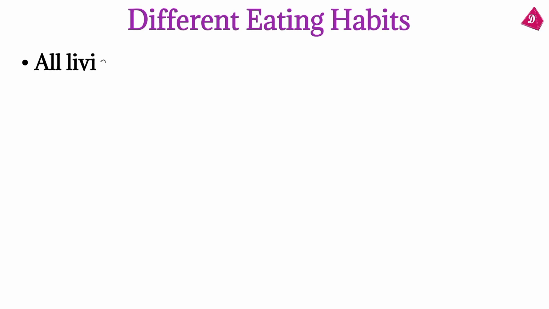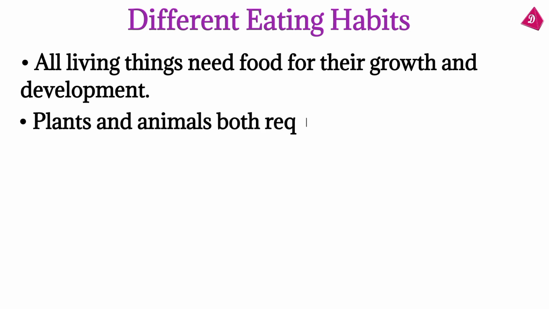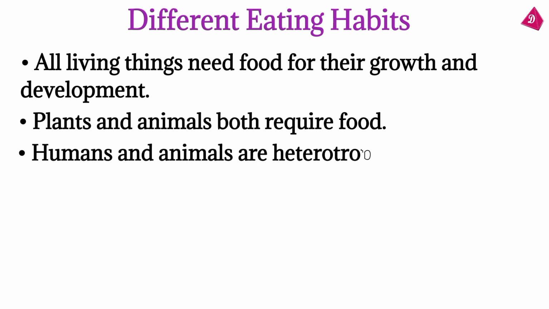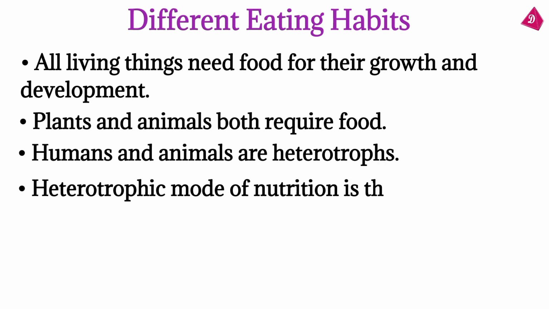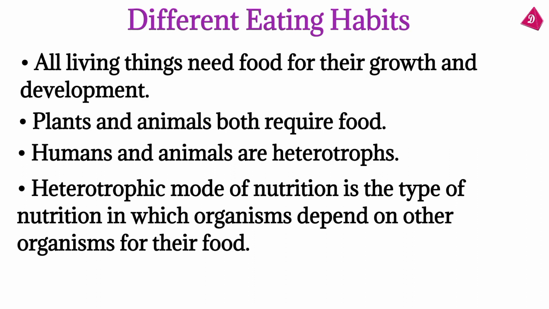Different eating habits. All living things need food for their growth and development. Children, we all know that every living organism needs food for their survival. Plants and animals both require food. Plants are autotrophs, they do not eat food like us, but humans and animals are heterotrophs. Heterotrophic mode of nutrition is the type of nutrition in which organisms depend on other organisms for their food.